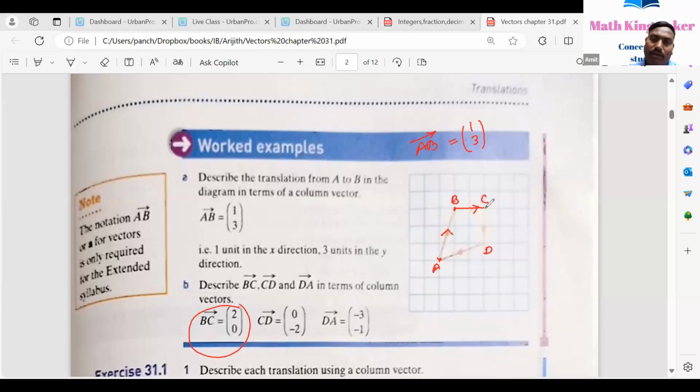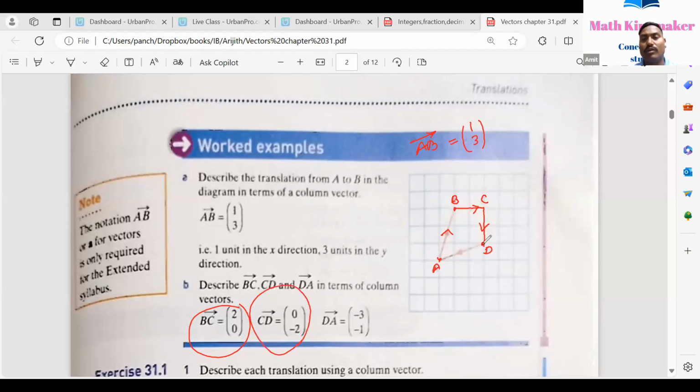For the CD vector, how much will x be changing? It will be negative, -2. And how much is y changing? That is 0. Minus 2, 0.